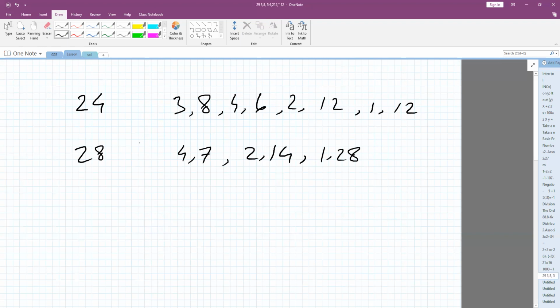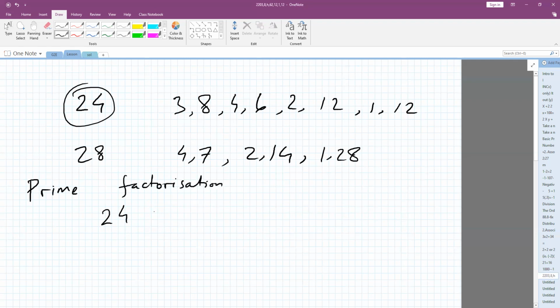Now if you look at, for example, 24, and then you want to do so-called prime factorization. So basically you try to get all of the factors that are prime numbers. Now how do we do the prime factorization? That's what I want to discuss with you.